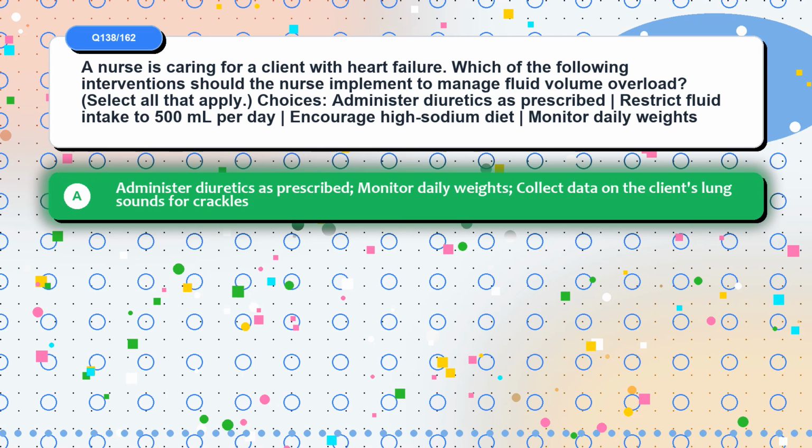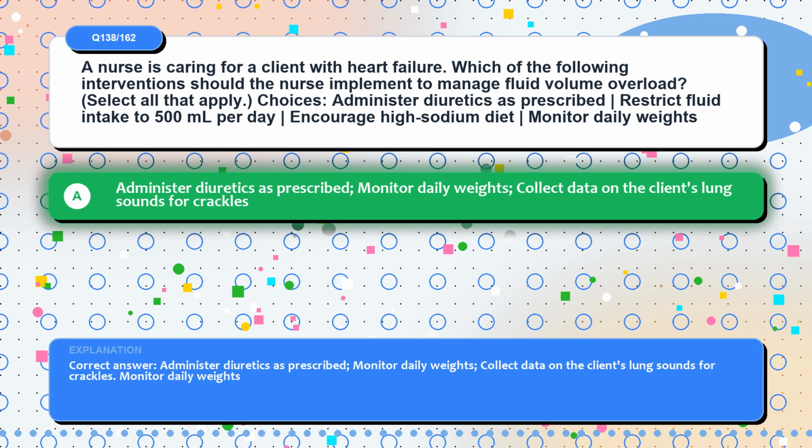The correct answer is option A. Administer diuretics as prescribed. Monitor daily weights. Collect data on the client's lung sounds for crackles.